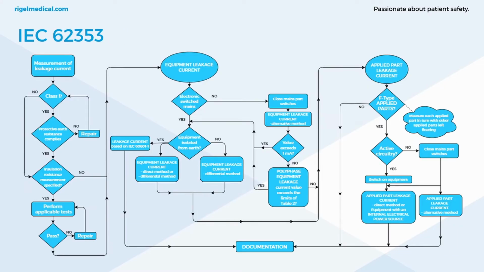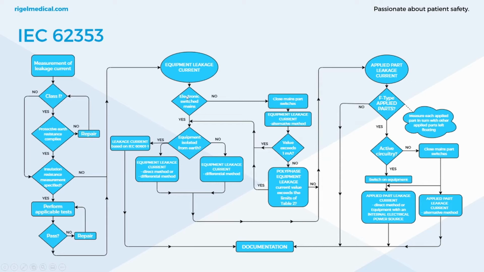And this is the measurement of leakage currents. It's a flow chart that's found in IEC 62353, and that provides the leakage methods for the most commonly found pieces of equipment. And this is non-permanently installed Class 1 medical electrical equipment.